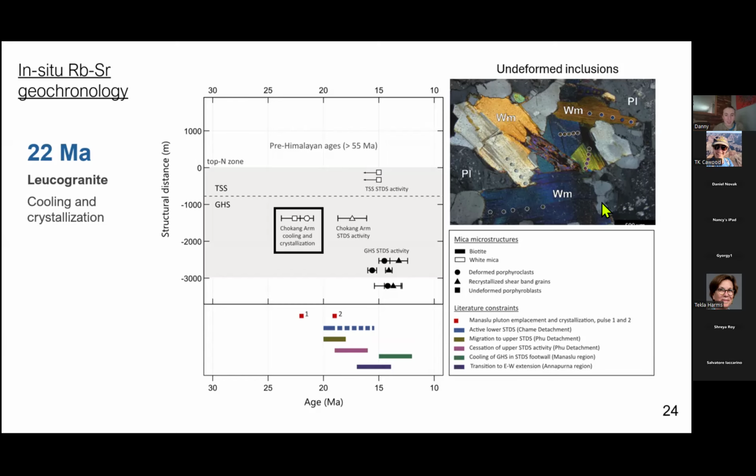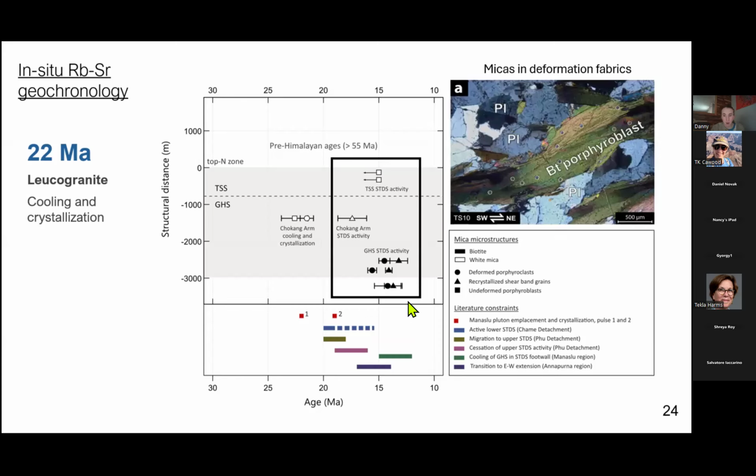And the reason that I can link the cooling to the crystallization is because it corresponds to the known ages of emplacement of the Manaslu Pluton. So this occurred in two pulses, one at 22 Ma and one at 19 Ma. So the 22 Ma leucogranite age in my field area corresponds to this first pulse of Manaslu plutonism, and it confirms also a long inferred association between the Chokang Arm leucogranite and the Manaslu main body.